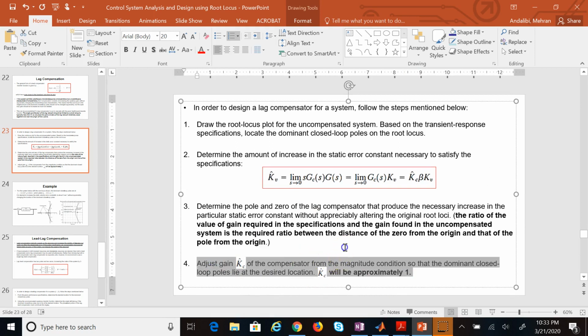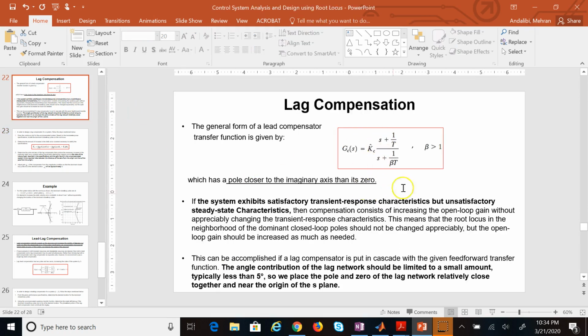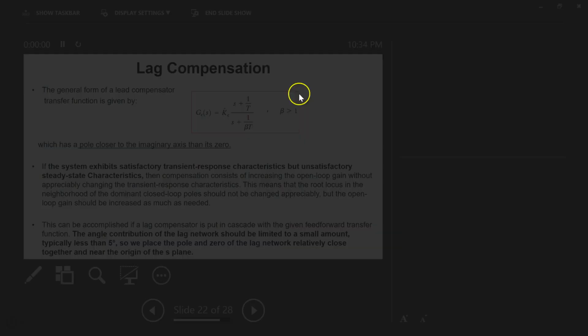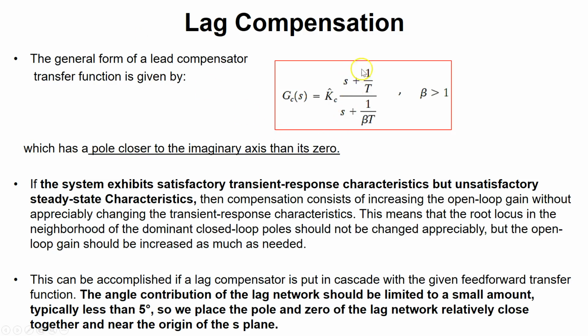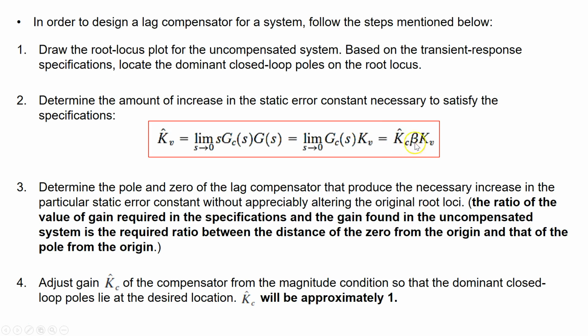At the end of the day, you see that it's going to be close to 1 because if we look at the constant Kv, the one that we are going to change, it is the limit of sG(s) times Gc(s) as s goes to 0. Now, what is the limit of Gc, the lag, as s goes to 0? So if we go and look at here, what is that limit? When s goes to 0, clearly you have Kc times 1 over T divided by 1 over beta T. So it's going to be Kc times beta, and that's what you see here, okay? So the new Kv is going to be the original Kv times Kc times beta.